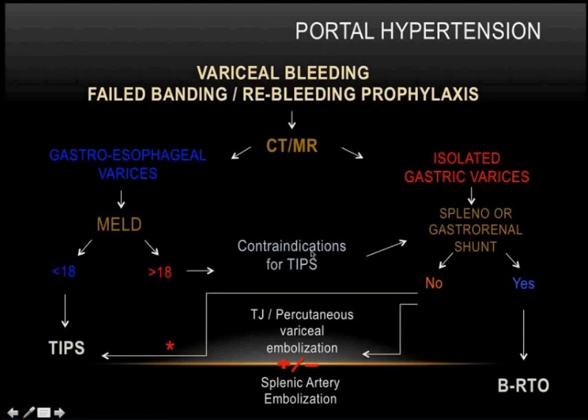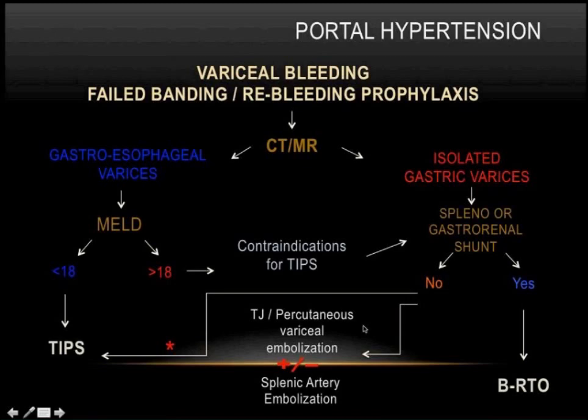So if the patient has a contraindication to TIPS or has isolated gastric varices, you're going to look at the CT. If the patient has a gastrorenal shunt, you're going to go for a BRTO. If the patient is not a BRTO candidate and has an elevated MELD score, you know that if you do a TIPS, the patient may die. So you're going to consider other techniques. So let's say the patient is bleeding profusely. I mean, the patient is basically dying.